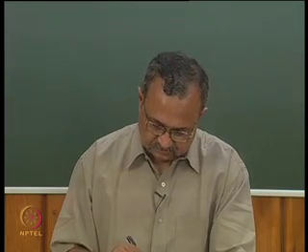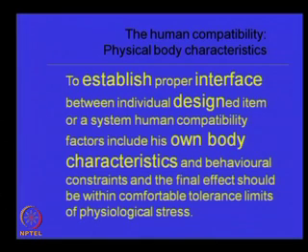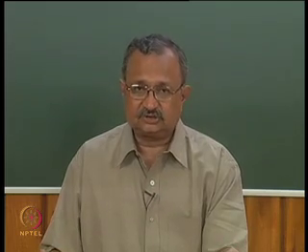So, with this we can say that human compatibility, the physical body characteristics, is based on, or it says that to establish a proper interface between an individual and a designed item or a system, human compatibility factors include his own body characteristics and behavioral constraints that make the body take different changes, and the final effect should be within a comfortable tolerance limit of physiological stress. So, now how our body behaves in different contexts and what its limits are, let us see that.